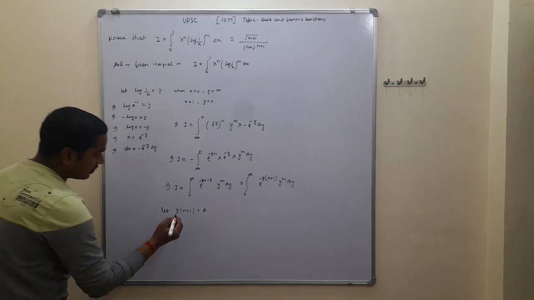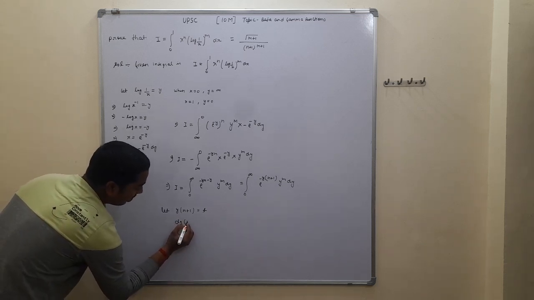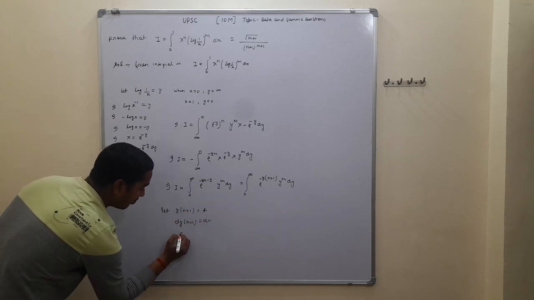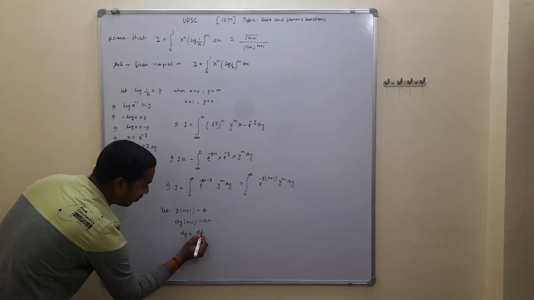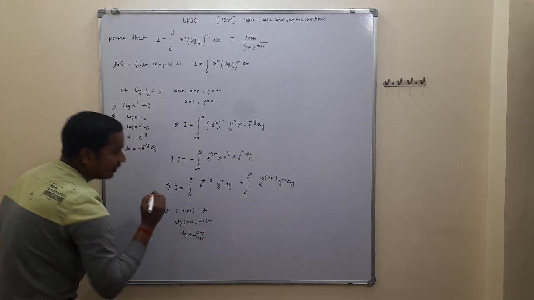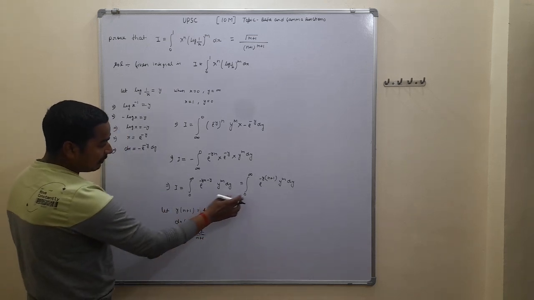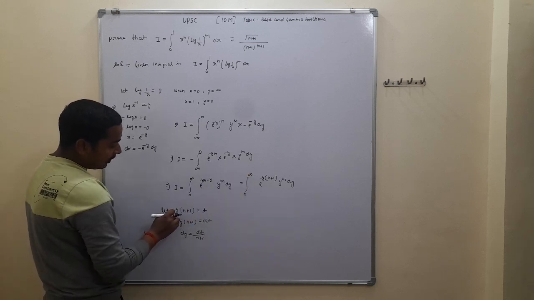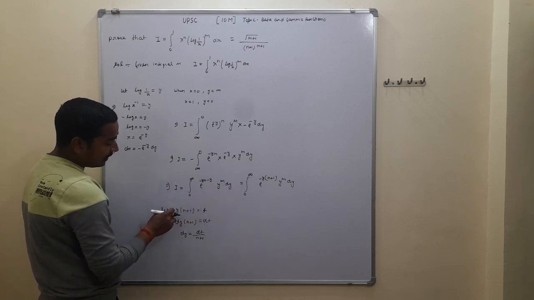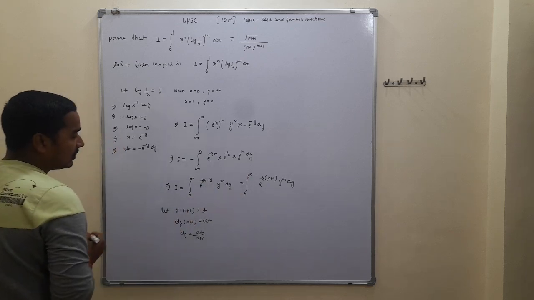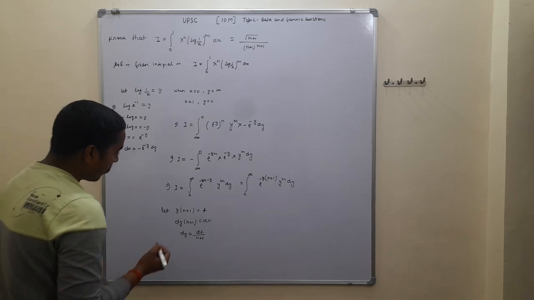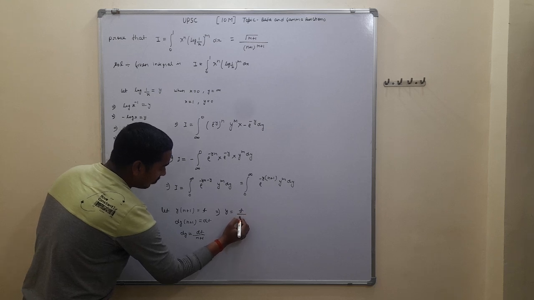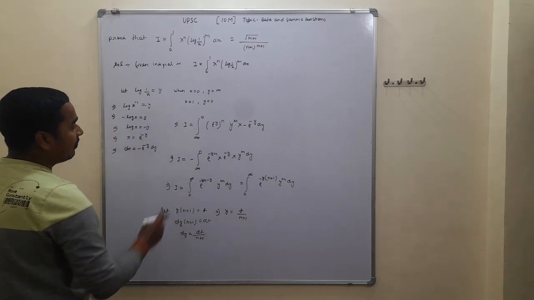Further we differentiate both sides. This gives dy (n+1) equals dt, so dy equals dt upon (n+1), and we also change the limit. When y equals 0, we get t equals 0. When y equals infinity, we get t equals infinity. So the limit does not change, and y equals t upon (n+1).